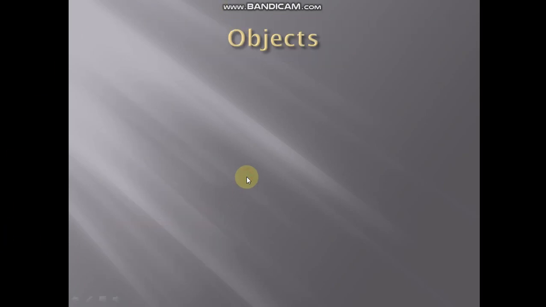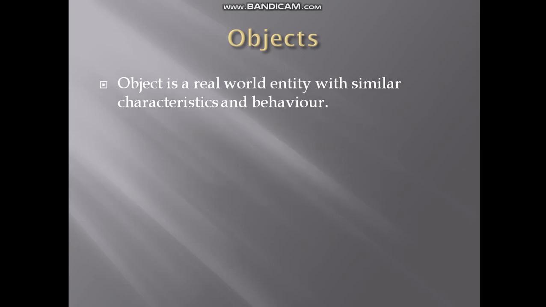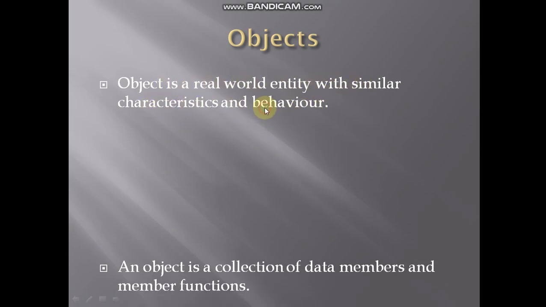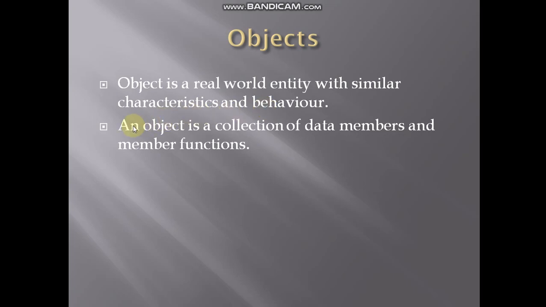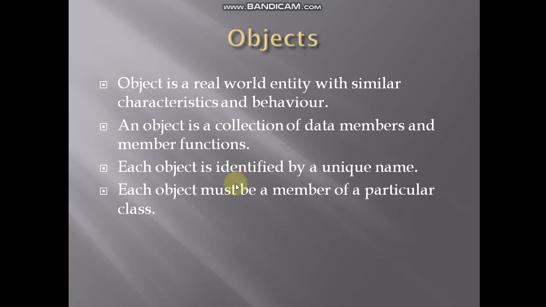So here you have the first characteristic of OOP, that is object. What is an object? An object is a real world entity with similar characteristics and behavior. Another definition is, an object is a collection of data members and member functions. Here characteristics refer to data members and behavior refers to member functions. Each object is identified by its unique name. Each object must be a member of a particular class.